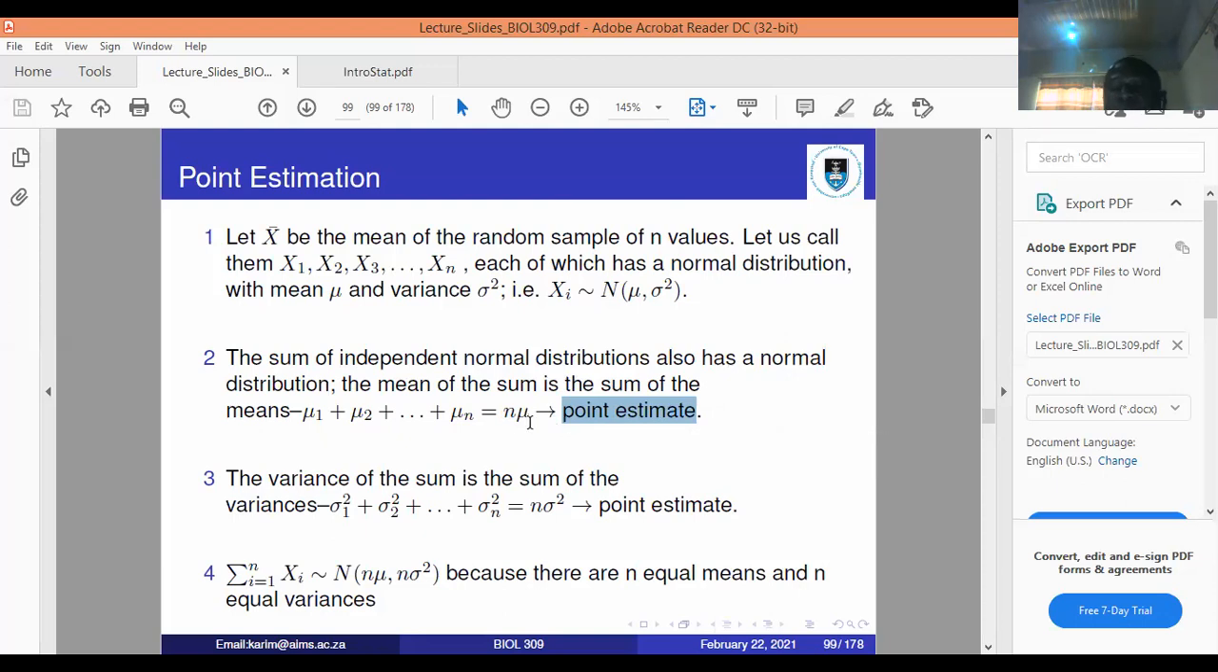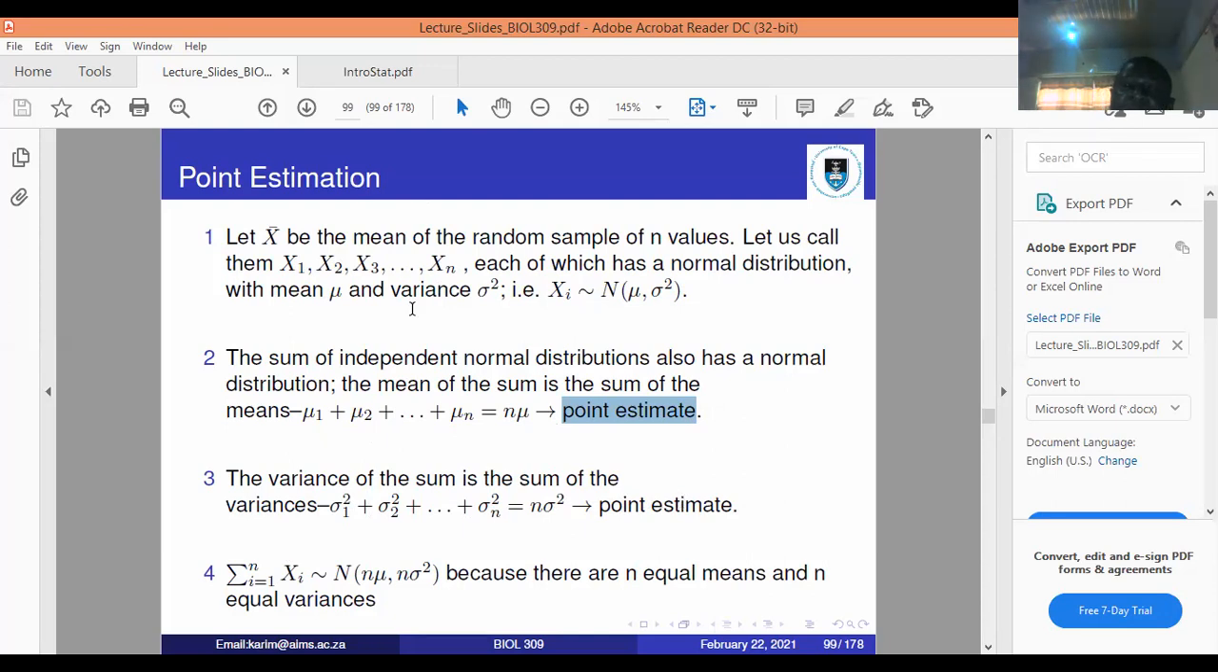It's just a value. And then the variances, each x has its variance, and we are saying that the variance of x1 is equal to the variance of x2 and so forth. So for the summation of the variances, we have variance 1 plus variance 2 up to variance n. That is going to give us n times the variance, and that is also a point estimate, because it's just going to be a value.